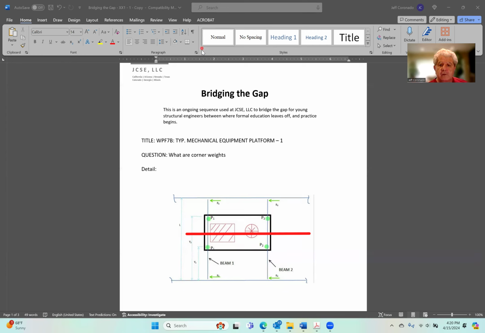However, if you take a look at the axis of symmetry along the transverse direction of the unit, in this direction, there won't be symmetry about this line. So in this direction and in this direction, there will not be symmetry.